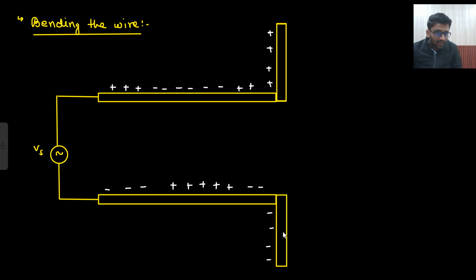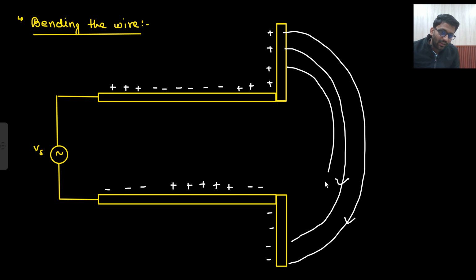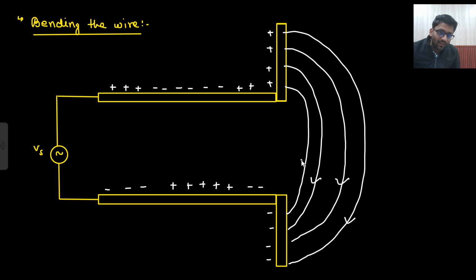But here, in the bent wire, what will happen? From here, electric field lines will be getting in to this side. Electric field lines will be getting in here, and here, and here. And these electric field lines will be getting in here.